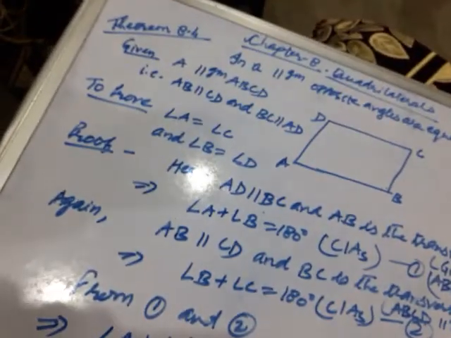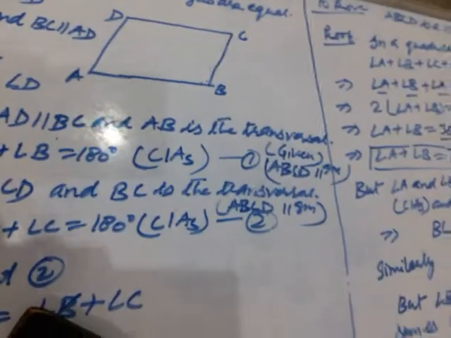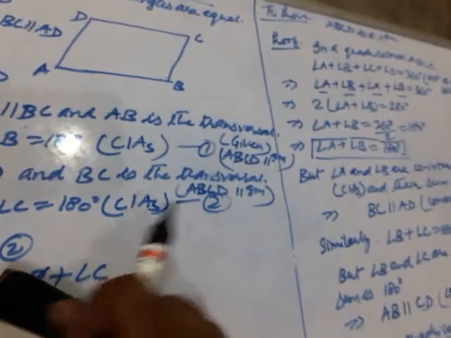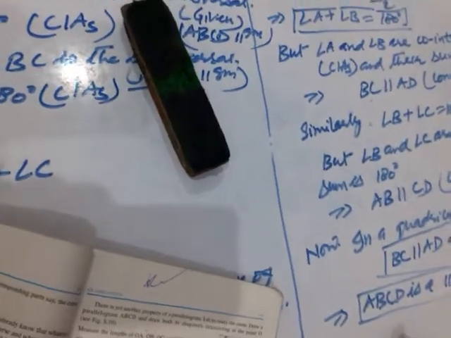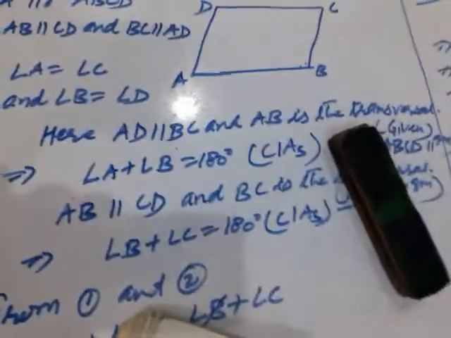Okay children, so theorem 8.4 we have seen, 8.5 also we have seen. Now let us see theorem 8.6. What is this theorem? Theorem 8.6, the diagonals of a parallelogram bisect each other. Clear? This is a very important property of a parallelogram. Okay children, let us write it out. Theorem 8.6, the diagonals of a parallelogram bisect each other.